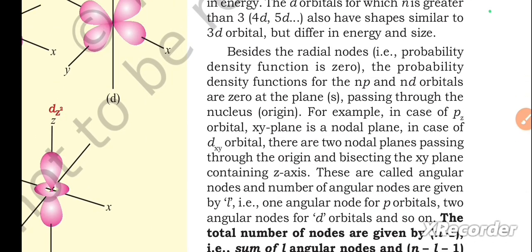Besides the radial nodes, where the probability density function is 0, the probability density functions for the np and nd orbitals are also 0 at the planes passing through the nucleus, that is, the origin. For example, in case of the pz orbital, the xy plane is a nodal plane. In case of the dxy orbital, there are two nodal planes passing through the origin and bisecting the xy plane containing the z axis.